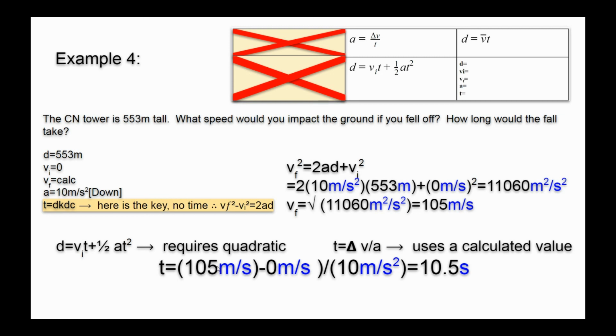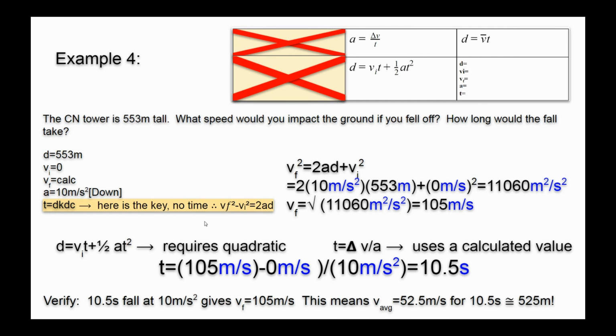Now, are we correct? Now we can utilize my friend over there in the corner. And in the right corner, wearing the average bar in T, is d equals v average t. So we take 10.5 seconds fall at 10 meters per second squared. According to that, my final speed would be 105, exactly what I calculated here. And this means if my maximum speed is 105, my average speed was half of that for 10.5 seconds, which is approximately 525 meters.